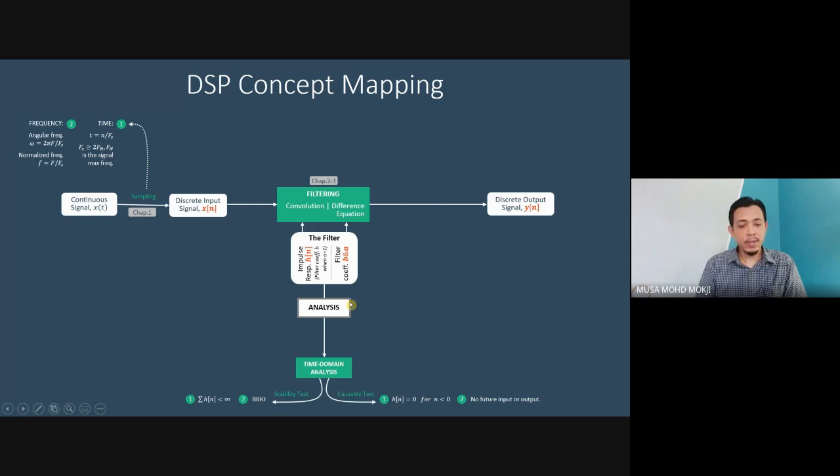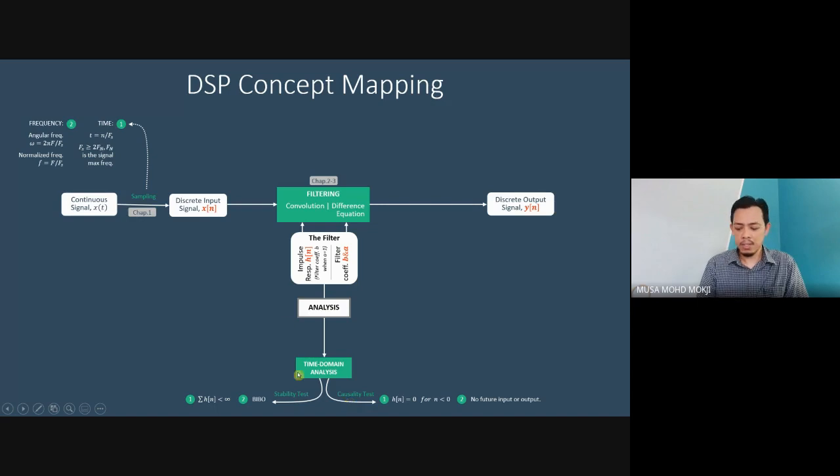And we need to do some analysis to our filter. So this is the filter. Okay, see, this is the analysis. The arrow is actually connected to the filter. It's not connected to the input or output. So far we have done this. This is what we call a time domain analysis, checking on stability and causality.